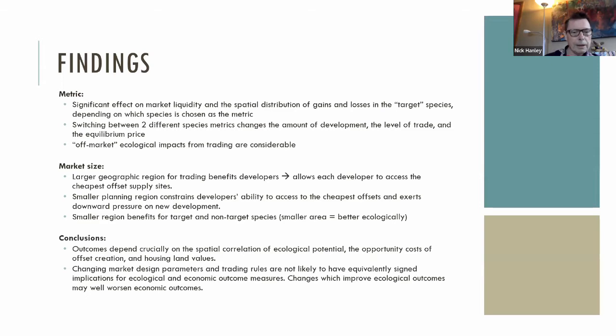In terms of market size, we found that bigger regions were beneficial for developers, basically. They allowed them to make bigger profits. Smaller planning regions constrained developers' ability to access the cheapest offsets, and that put a downward pressure on development. And the overall conclusion that came out of this paper was that your optimal design of a biodiversity market would really depend on whether you put more weight on the ecological performance of the market or on the economic performance of the market, that these two things didn't necessarily go together. So that was the first thing we did.